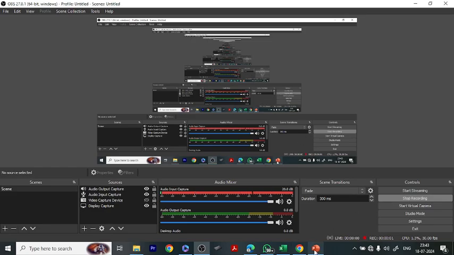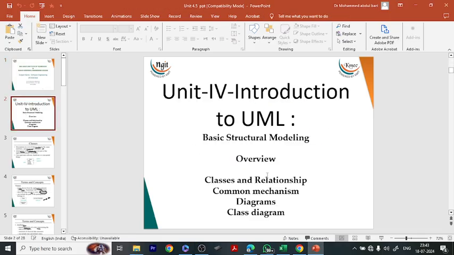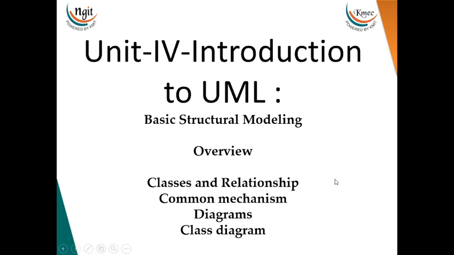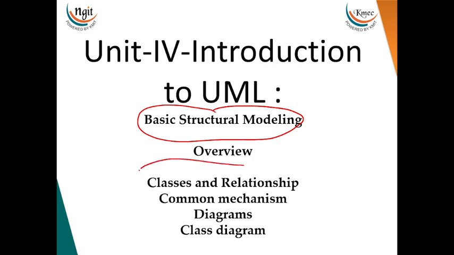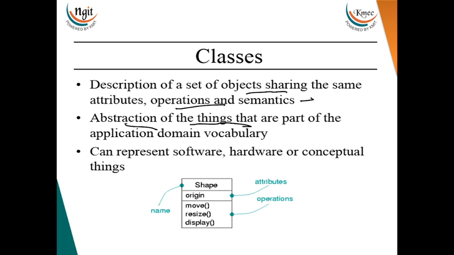Hello there. Today again we are going to start a new topic called Basic Structure Modeling of Unit 4. In this one we are going to see class and its relationship, common mechanism diagram and class diagram. I have got about 28 to 29 slides. It will be long. Let's see how fast I am able to cover it.